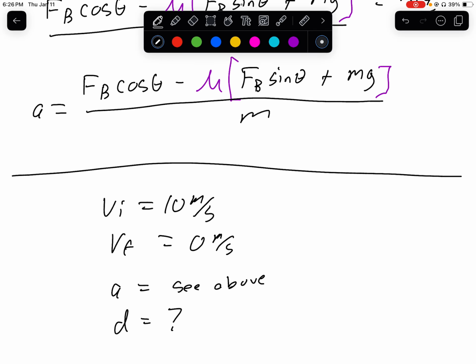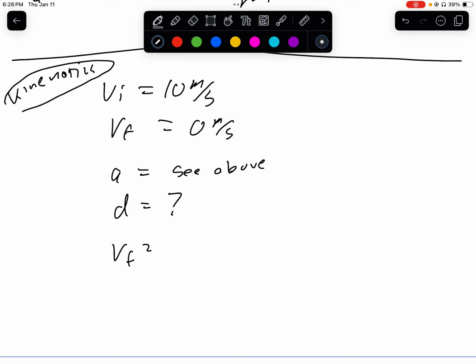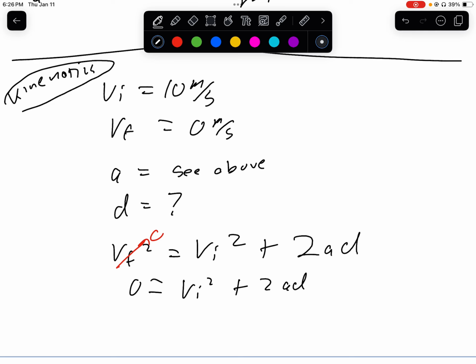In order to do that, I'm going back to kinematics. Those are our motion equations. The only thing that I don't know in terms of motion variables is the time, so I'm going to select the timeless equation, which is Vf squared is equal to Vi squared plus 2AD. Notice my final velocity is 0, so my final velocity squared is 0, and this simplifies a little bit.